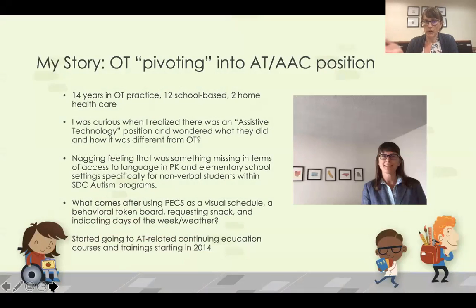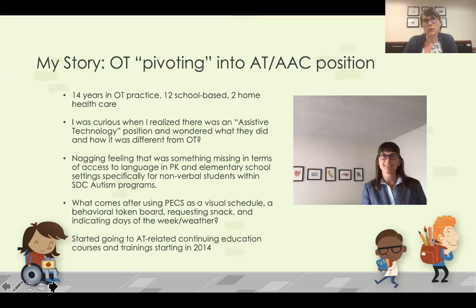So my name's Lisa Foote. Obviously you can see that. Just giving you a little background, my story is that I've been an OT for 14 years and 12 of those are school-based, and 11 of those 12 years have been here in Santa Barbara County. So basically most of my career has been here.